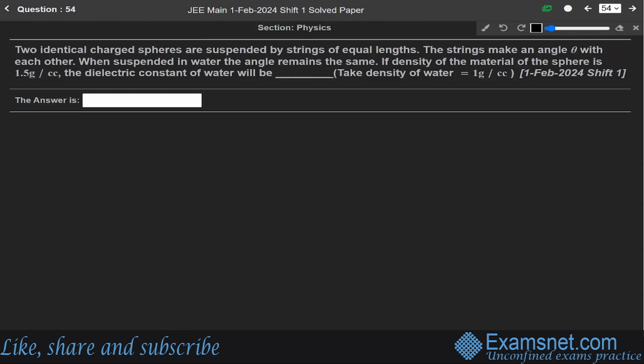Now next question 54. Two identical charged pairs are suspended by strings of equal lengths. The strings make an angle theta with each other. When suspended in water, the angle remains the same. If the density of the material of this pair is 1.5 gram per cubic centimeter, the dielectric constant of the water will be. So this question is from the chapter of oscillations and waves.